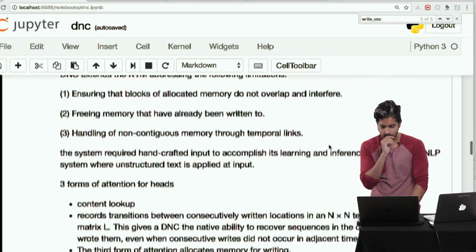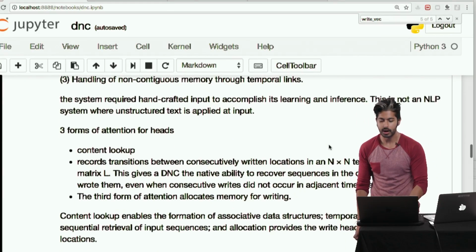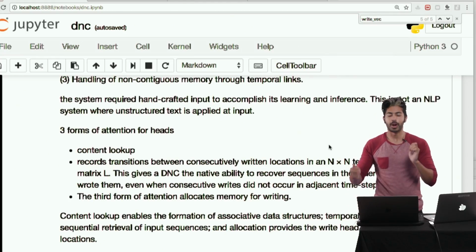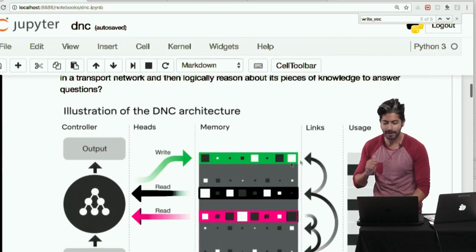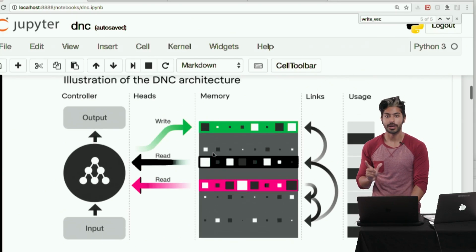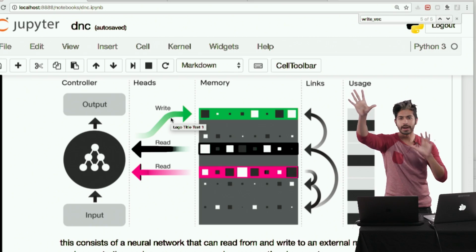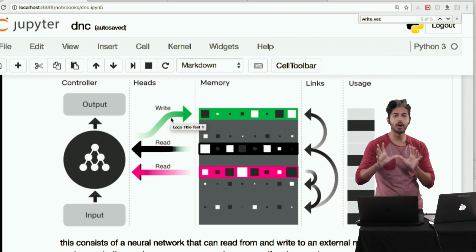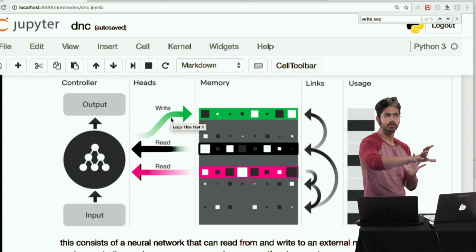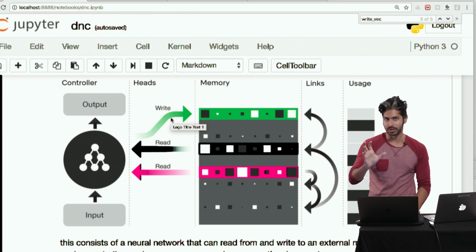Okay, so one more thing before we start looking at the code. I want to talk about attention. So we have our controller, we have our read and write heads, and then we have our memory bank. So the question then is, how do we know where in this matrix to write to? How do we know where in this matrix to read from, and the degree to which we should do those things? And that's where attention comes into play.